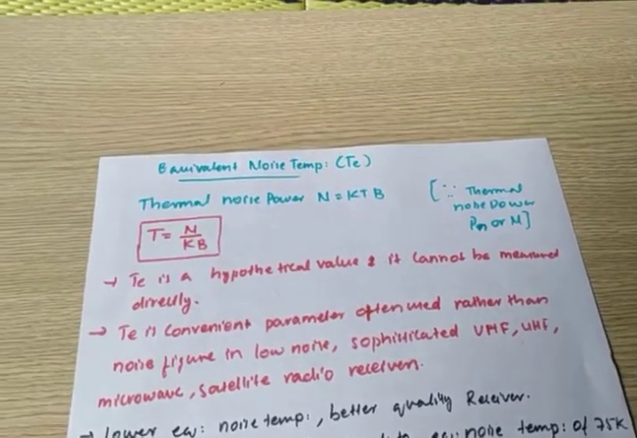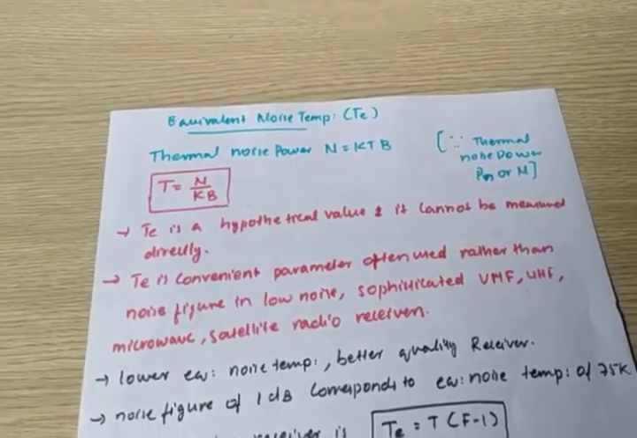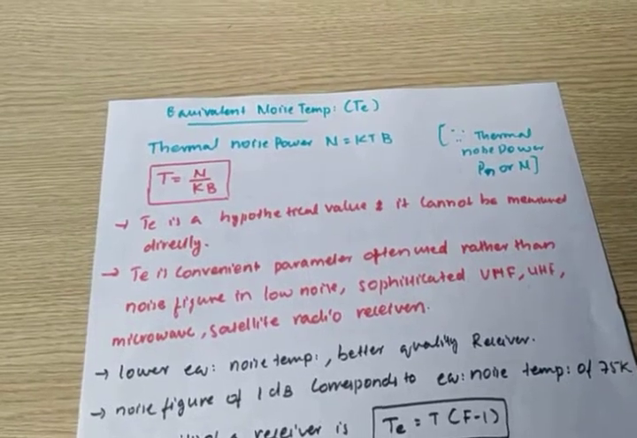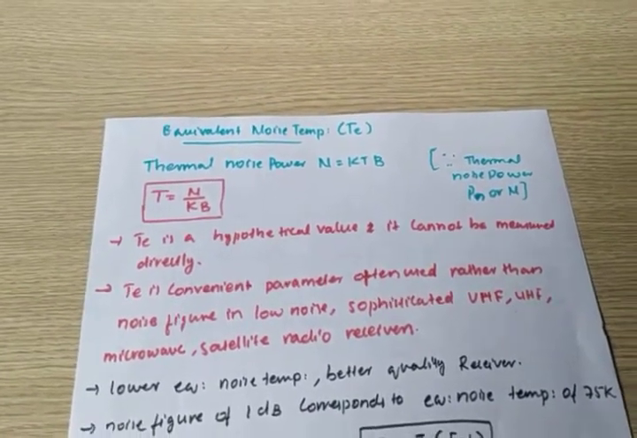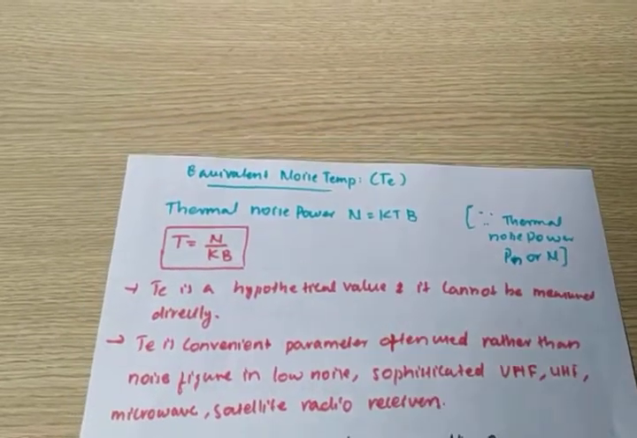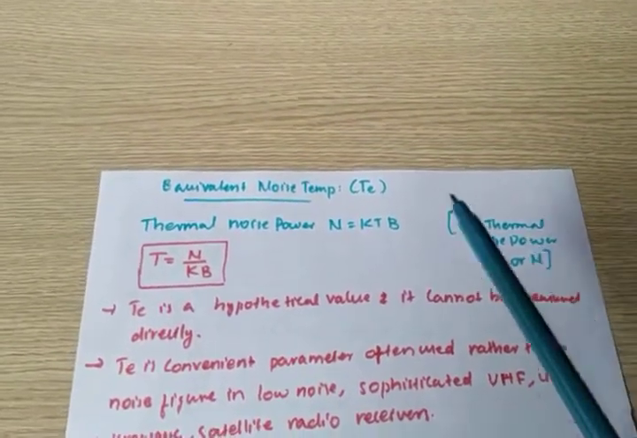So welcome to this lecture. This is part 2 of the noise parameter lecture. Here I will discuss equivalent noise temperature. So what is equivalent noise temperature? It is normally represented as Te, T suffix e.